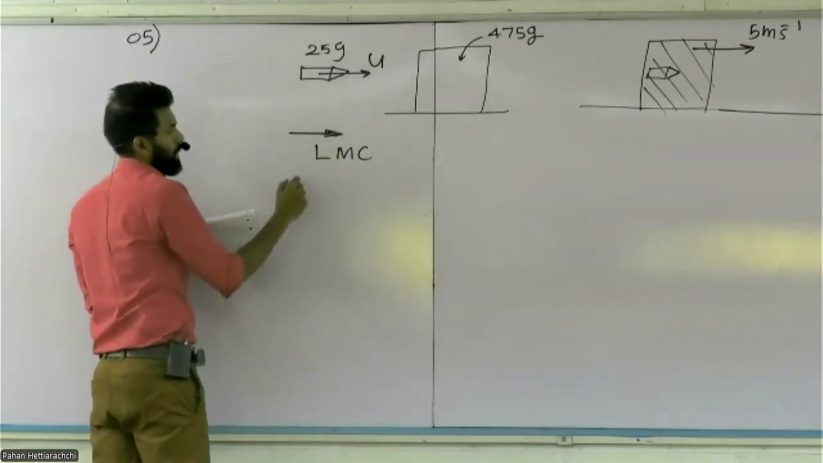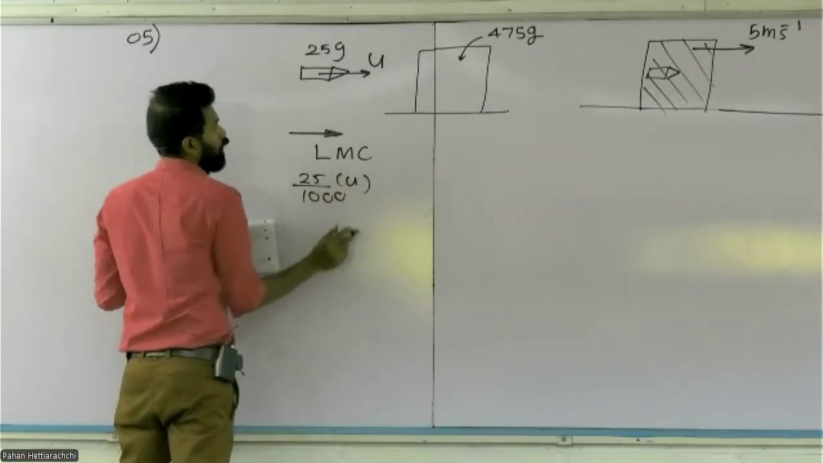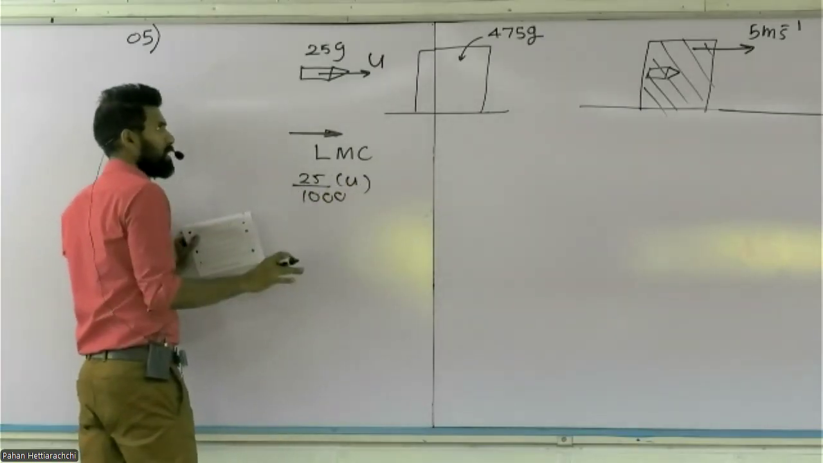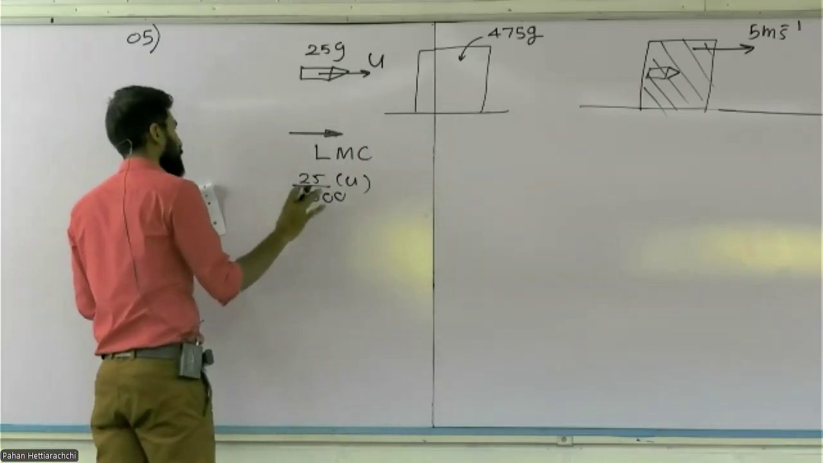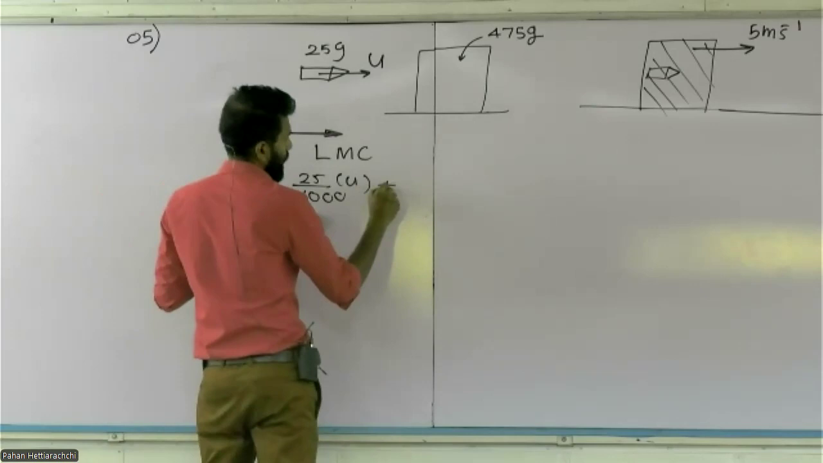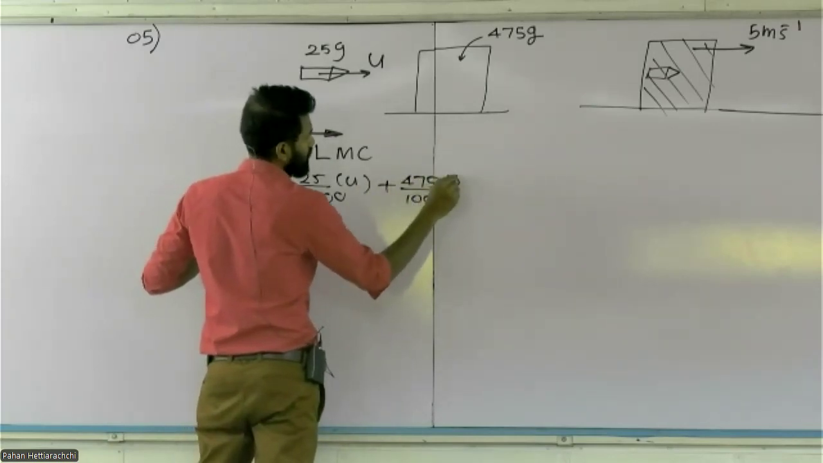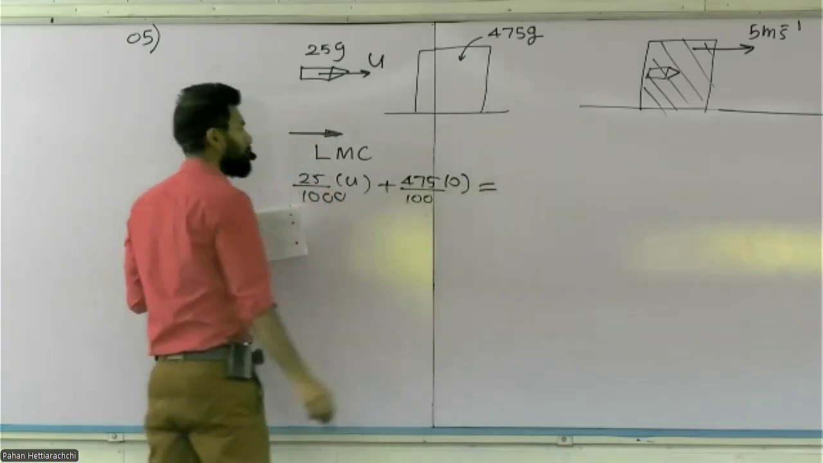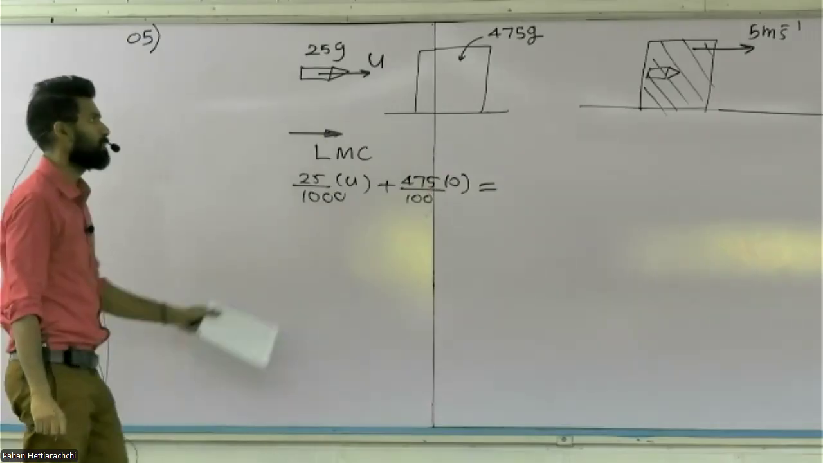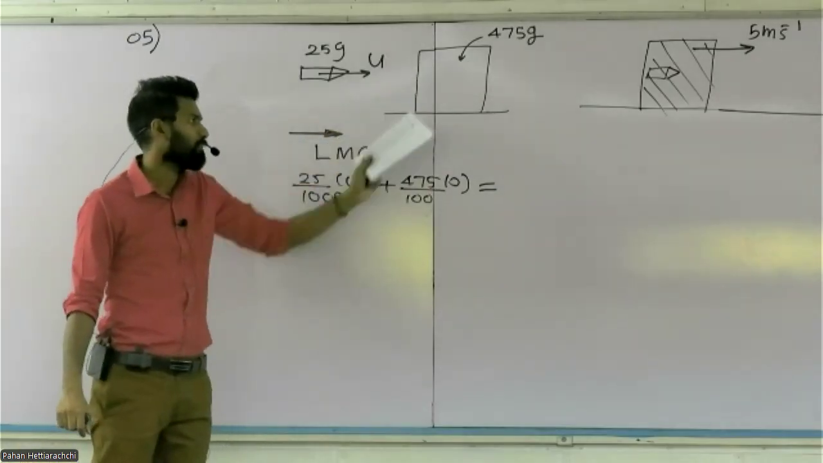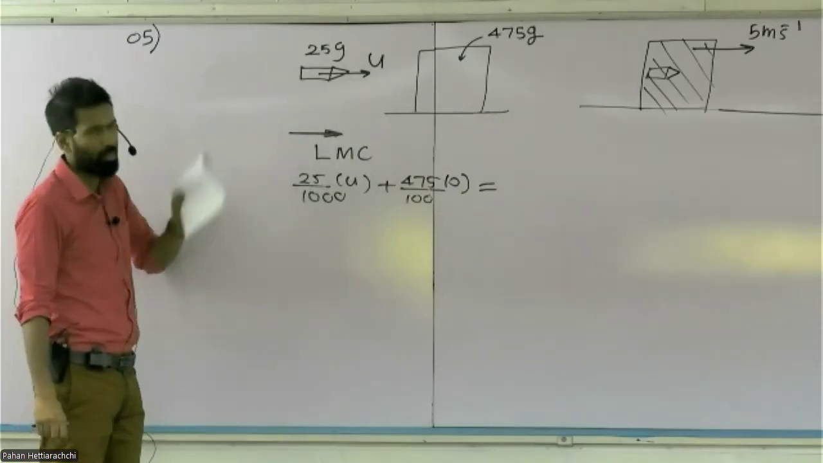What are the initial momentums? 25/1000 into u: the mass and the velocity of the bullet will give you the momentum of the bullet. And 475/1000 mass into velocity 0. Initially, the wooden block is at rest, so there's no momentum component created by the wooden block at the beginning. It's only the bullet that creates the momentum.